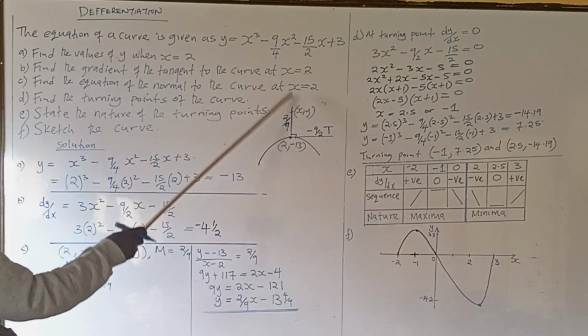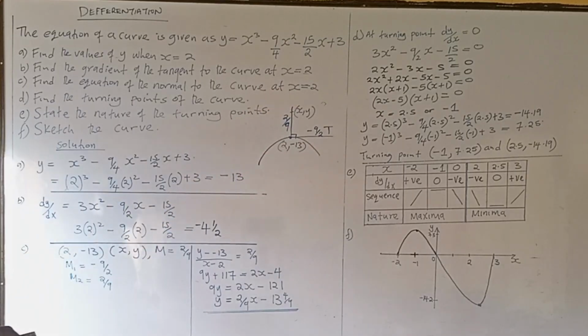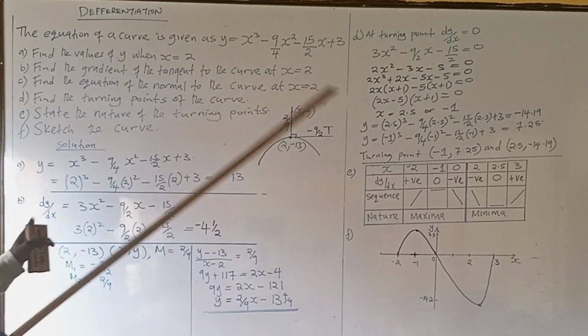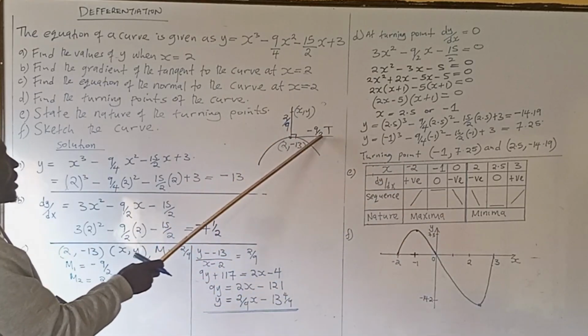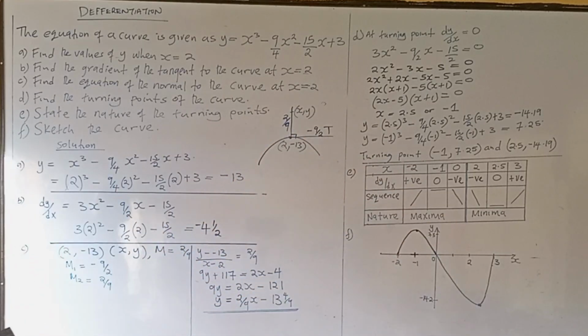A tangent and a normal meet at 90 degrees, meaning when you multiply their gradients, you get negative 1. When you multiply this and this, the answer is negative 1.